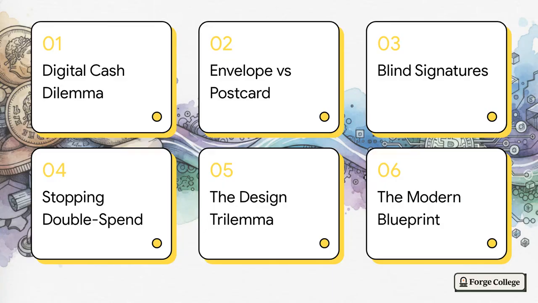Okay, let's dive into this. Here is our roadmap for today. We're hitting 1. The digital cash dilemma. 2. Envelopes versus public postcards. 3. Blind signatures. 4. Stopping the double spend. 5. The design trilemma. And finally, 6. The modern blueprint. Let's get to it.